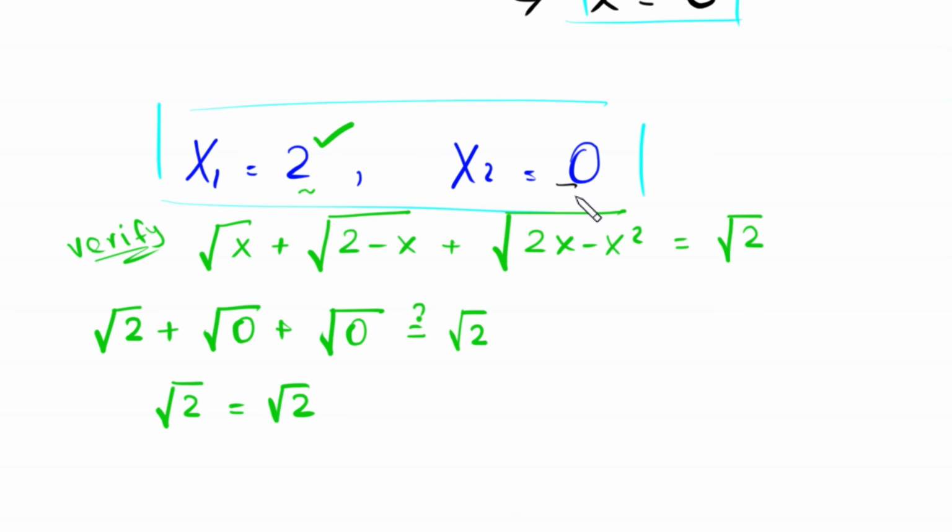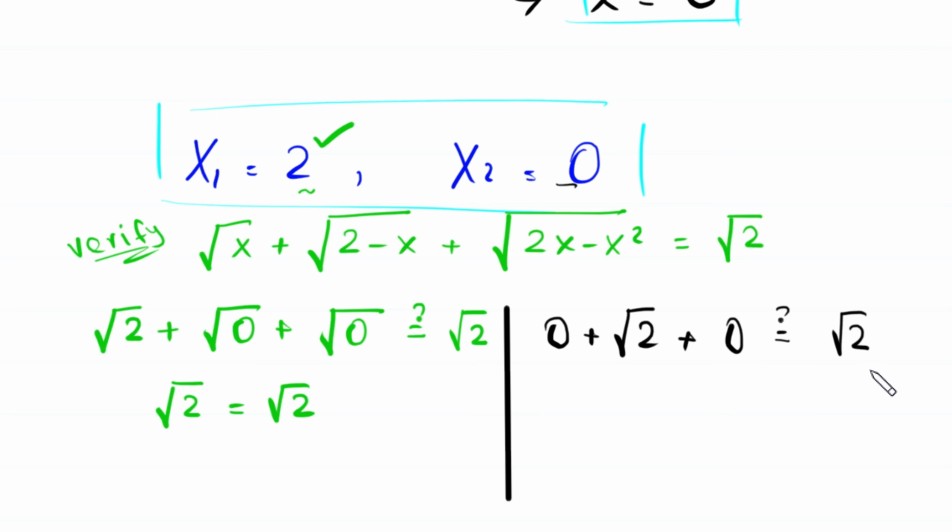When x is 0, this will become root 0, which is 0, plus root of 2 minus 0, which is 2, so this will become root 2, plus root of 2 times 0, which is 0, minus 0 squared, which is 0. Is this equal to root 2? Root 2 equal to root 2. It means that this second value of x, 0, is also a valid solution.